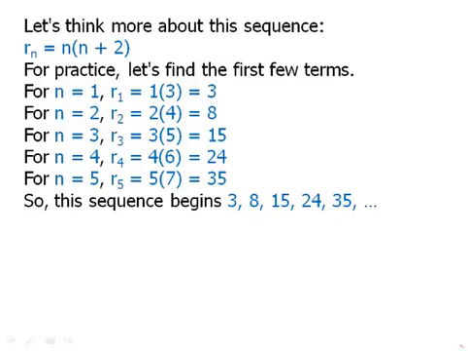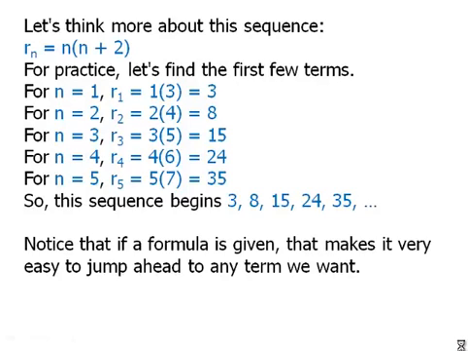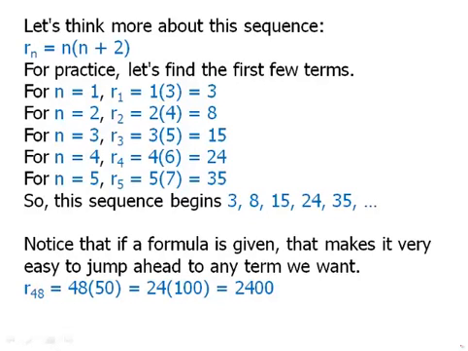Now, it would be very hard if you were given that sequence to discern the pattern. The test is not going to expect you to do that. But they might give you the formula and ask you to find things. Find any of these numbers, for example. Notice that if a formula is given, it makes it very easy to jump ahead to any term we want. So, for example, the test could give us that formula and ask us for the 48th term on the list. And of course, we could just jump right there just by plugging in n equals 48. We get 48 times 50, then use the doubling and halving trick. So half of 48 is 24. We get 24 times 100, so that's 2400. That's the 48th number on the list.